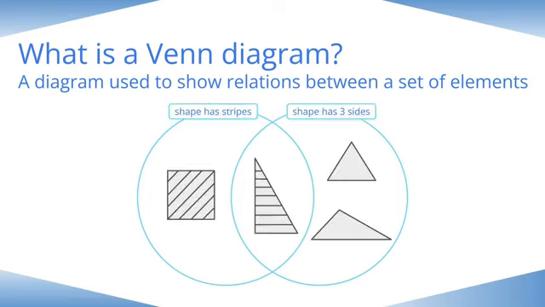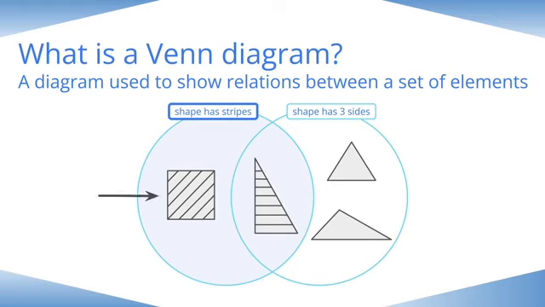For example, here is a Venn diagram. Let's take a closer look. The circles are labeled to show what belongs in them. The circle on the left is for shapes that have stripes, and the circle on the right is for shapes that have three sides. The circle on the left contains a striped square and triangle since they both have stripes.